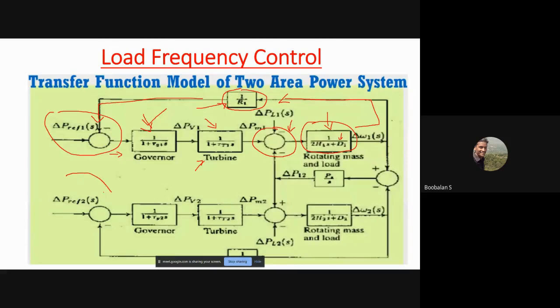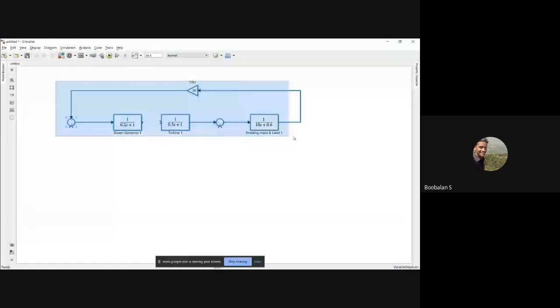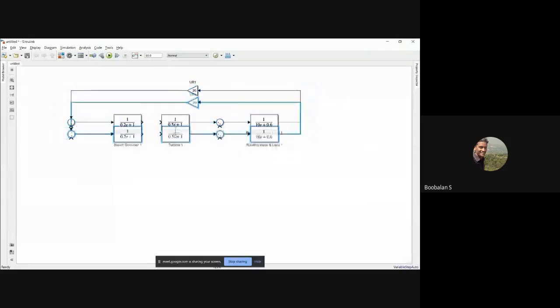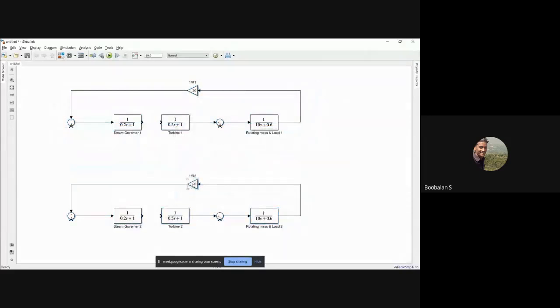Now we repeat the same procedure to complete my area number 2. For that purpose, I'm just going to copy and paste. Both are the same, so I'm just going to copy the entire block and paste it here. Maybe I'm just going to rotate it. Maybe I'll go with that new summing block. Yeah, rotated it.